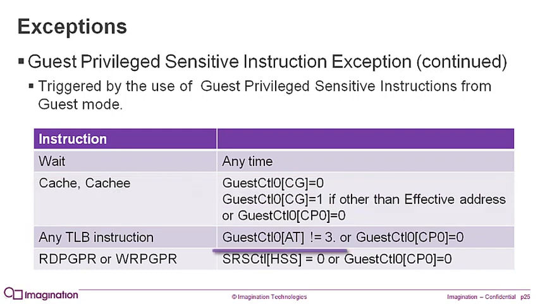If the address translation AT field is not set so that the MMU is under guest control, then any TLB instruction will cause an exception. If there are no additional shadow register sets or access to CP0 registers are not allowed, the read GPR from previous shadow set or write GPR from previous shadow set instructions will cause the exception.